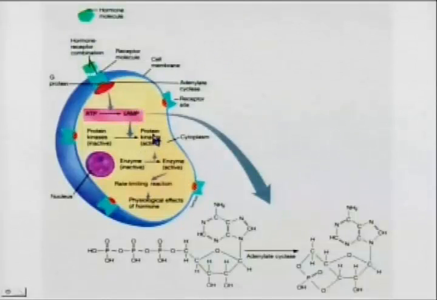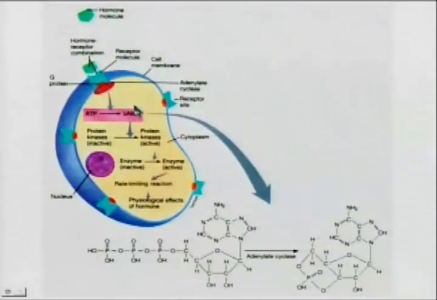Protein kinase A is now active, and it can activate other enzymes or act on ion channels and other receptors, and so on and so forth, cascading to affect maybe a rate-limiting reaction such that you get the physiological effects of the hormone. As well, we know that protein kinase A phosphorylates CREB, cyclic AMP response element binding protein. When phosphorylated, it can bind to genes and affect gene transcription.